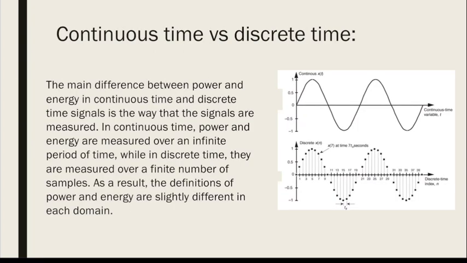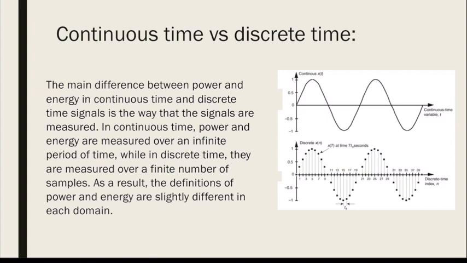And then lastly, we can discuss how the power and energy are different in continuous time and discrete time. The main difference between power and energy in continuous time and discrete time signals is the way that the signals are measured. In continuous time, power and energy are measured over an infinite period of time, while in discrete time they are measured over a finite number of samples.